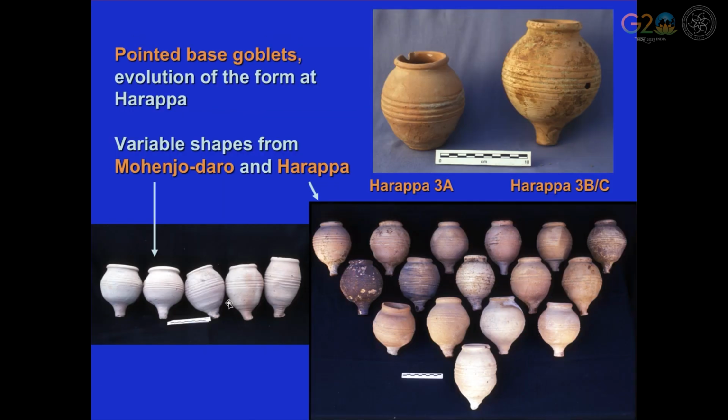Pointed base goblets. These are diagnostic of Harappa period 3B and C, but we can see that this form actually started during 3A. And it started as a flat base vessel with grooves on the exterior, and then eventually the pointed base emerges. And the pointed base is found in both Mohenjo-daro and Harappa and some of the other large sites.